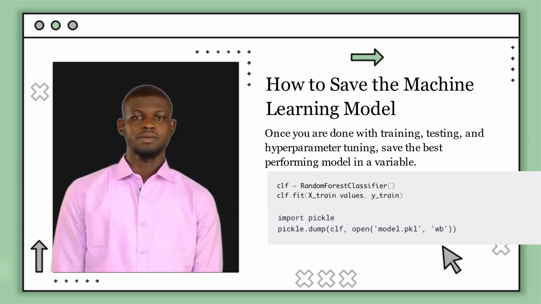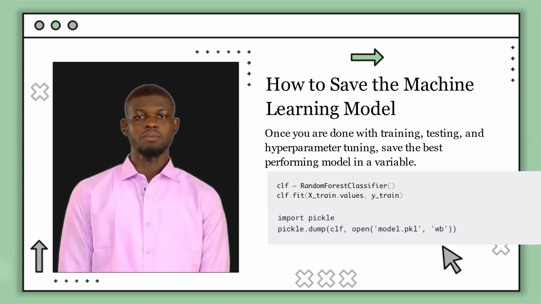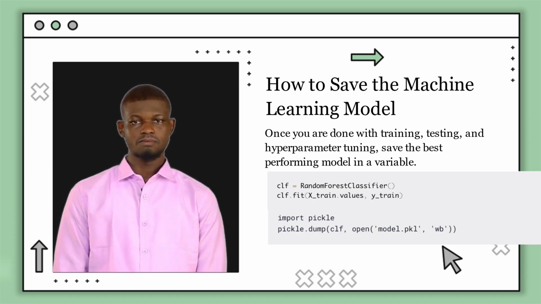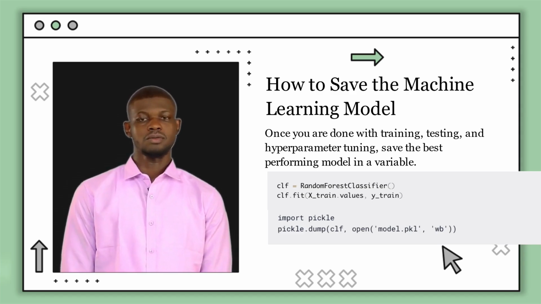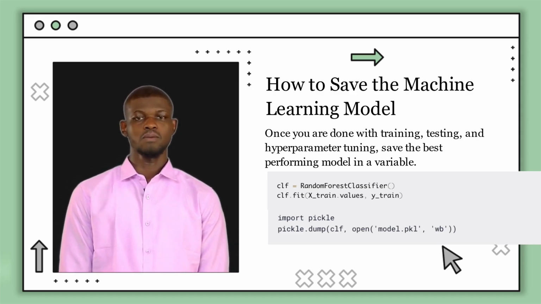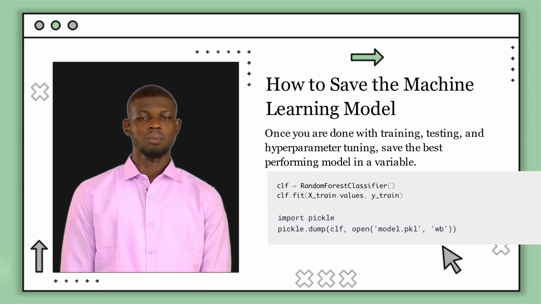saves the model in disk. model.pkl is the file name I want my model to be saved in, and wb refers to write binary, which writes model data into the model.pkl file. After this step, you will have your model file saved in the same directory you are working in.